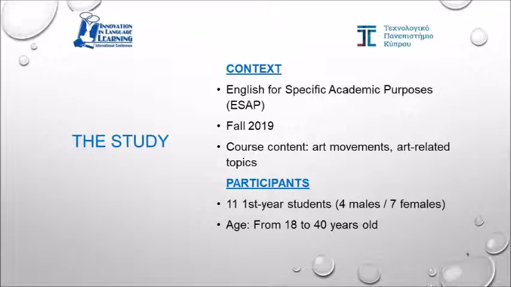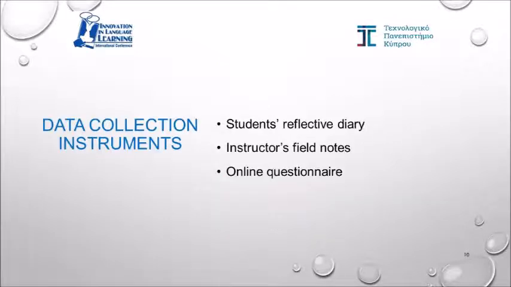Now, the participants were 11 first-year students, 4 males and 7 females, and their ages ranged between 18 and 40 years old. The data for the study were collected through the students' reflective diary. The students kept a diary throughout the semester. It was put into effect at the end of week 3, right at the beginning of the semester, and lasted until week 13, which was the last week of the semester.